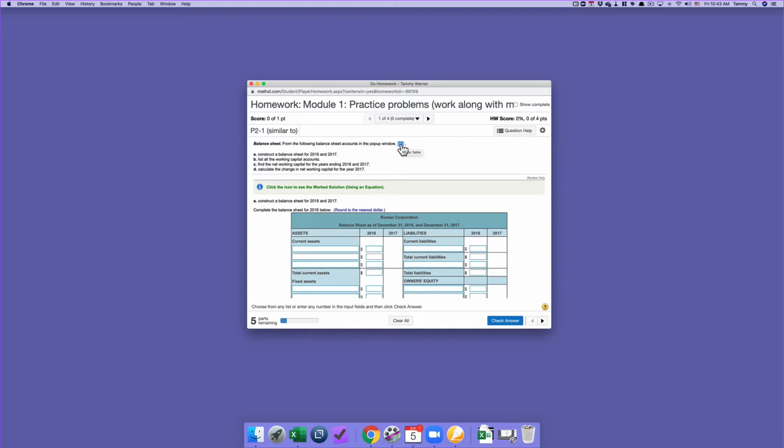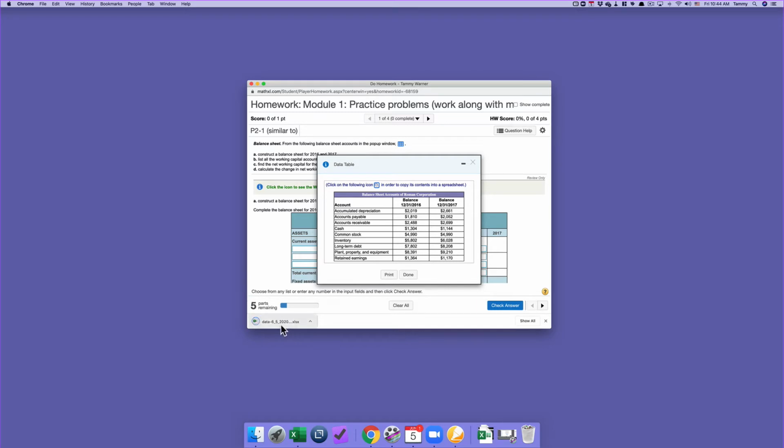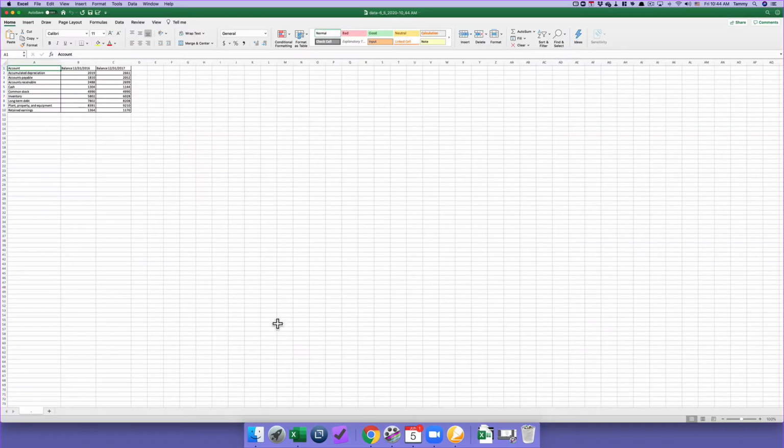So let's get started. Here, what they want you to do is pop up a data table, which is here. And this gives you all of these accounts with their balances for 2016 and 2017. And I want you to note up here, click on the following icon in order to copy its contents into a spreadsheet. So people, you don't even have to do any data entry of these words or numbers. Okay, so we'll click on that. We're going to open it in Excel. Okay, that'll download a new spreadsheet for you. Of course, you could just copy it onto the clipboard.